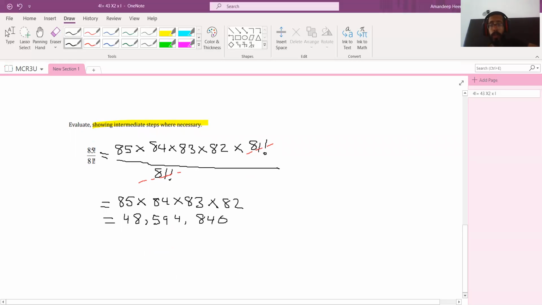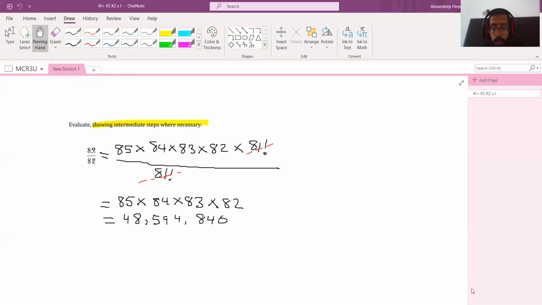Okay. The key is you've got to show the steps. A lot of students, when asked to compute 85 factorial divided by 81 factorial, will just plug it in the calculator and write this final answer right here. They'll just write 85 factorial divided by 81 factorial equals this. But the question says you have to show the steps, and some teachers will want that, and they might ask this as a question. So I'm just giving you a heads up. So this is very key.